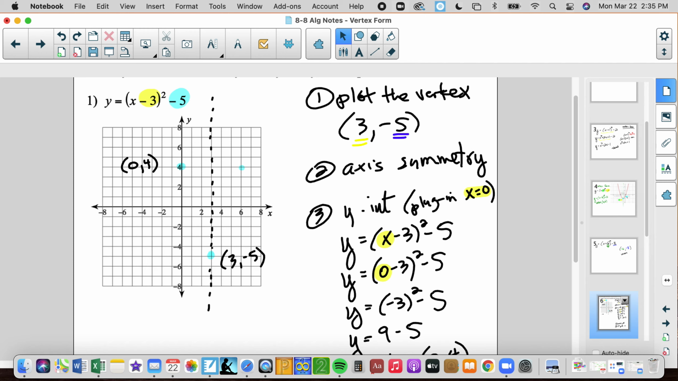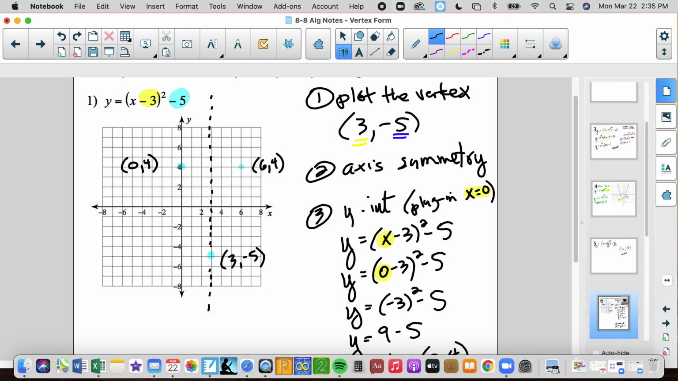So now I have graphed my y-intercept. I've also graphed my mirror point. And now let's see what is that location. This location is not based upon the axis of symmetry. It is based upon the origin. So where is this point based upon my origin? Where is it on the x? It's at 6. Where is it on the y? 4. So that coordinate is 6, 4.